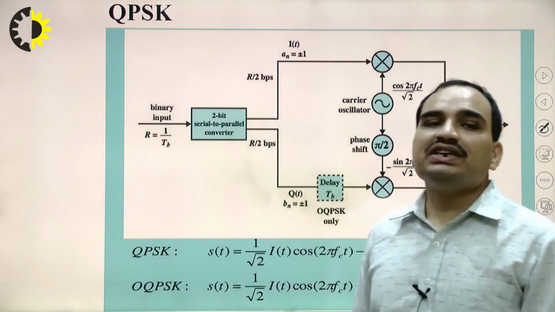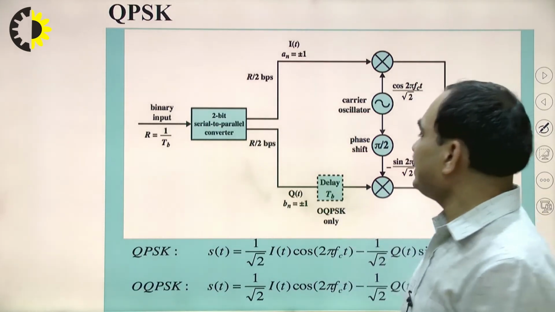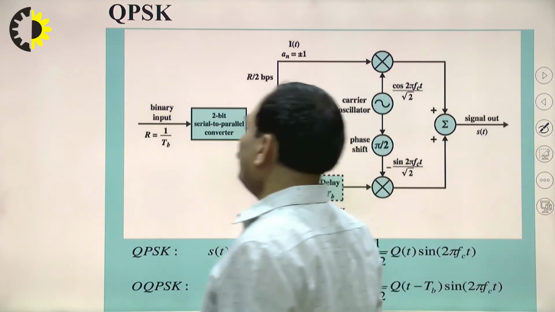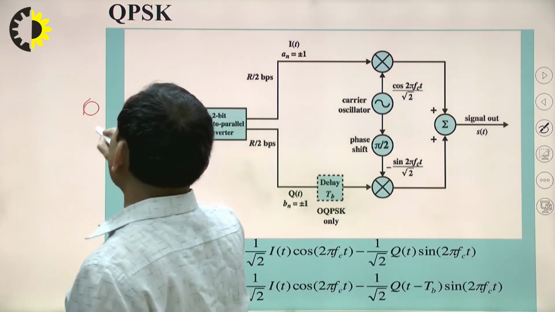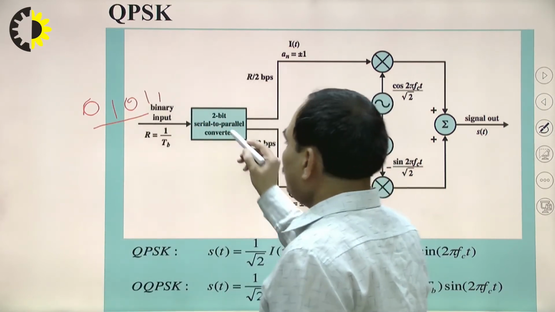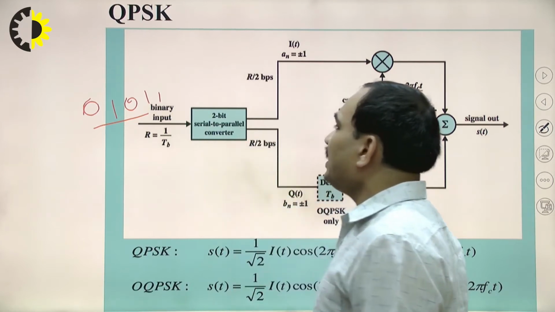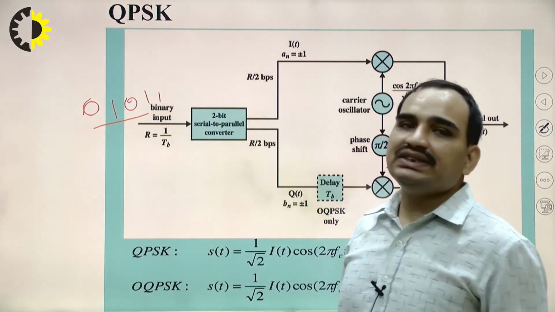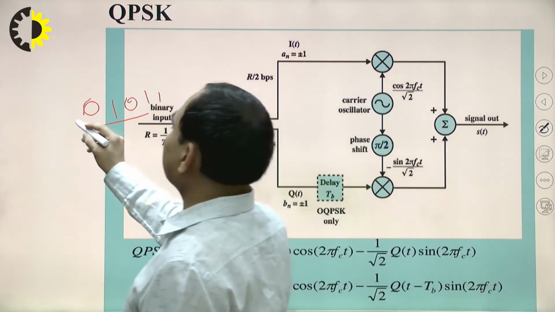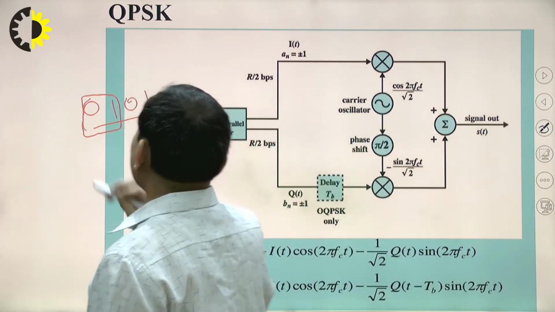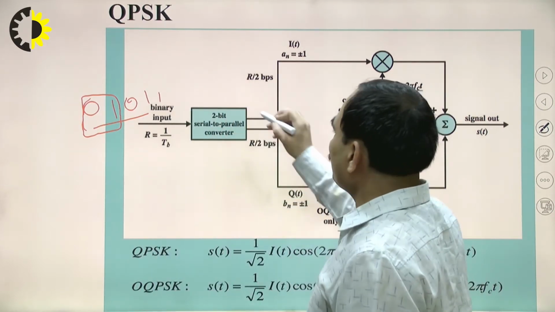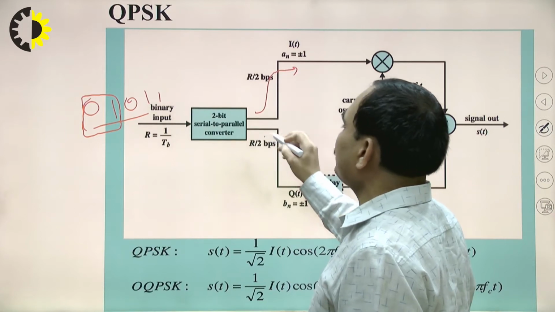Now how can we generate the QPSK signal? This is the diagram which explains how it is generated. So we have the binary input, for example 0 1 0 like this. The input sequence is given to the 2-bit serial to parallel converter. Now we are converting these serial bits to parallel bits, so 2 bits are transmitted at the same time.